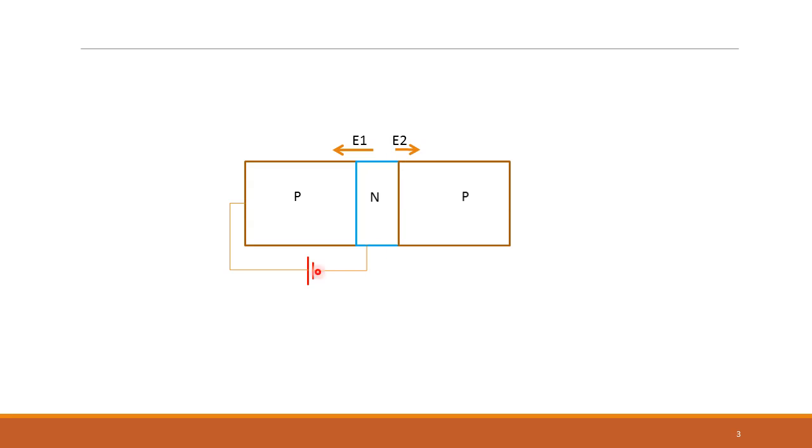Now let's assume that this PN junction is forward biased. Then it reduces the effective electric field across this depletion region, as we've seen before. And let this PN junction be reverse biased. So this PN junction is forward biased, this PN junction is reverse biased. Then the electric field across this junction increases.